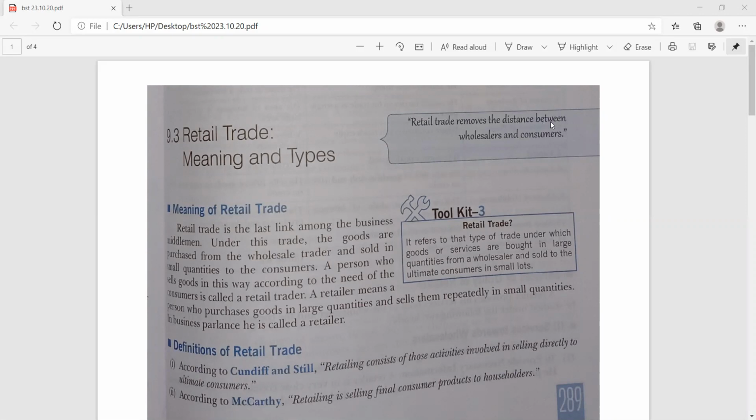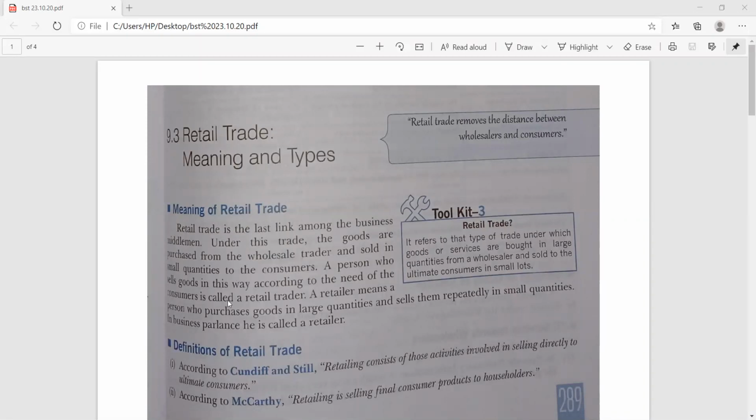Retail trade removes the distance between the wholesaler and consumer. If you remember, in Chapter 9.1, when we did the types of trade, we read about the channels in between, in which we read that the producer, then wholesaler, then retailer, and then goods are sold to the consumers or customers. So retail trade is the last link among the business middlemen. Under this trade, the goods are purchased from the wholesaler and sold in small quantities to the consumer.